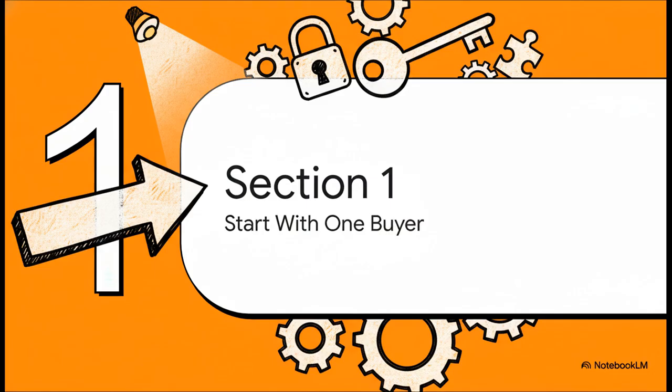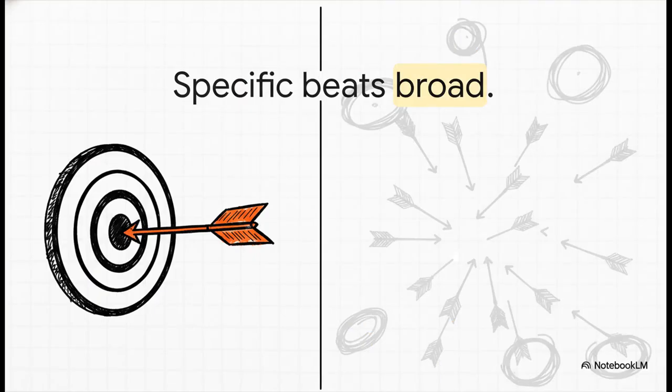First things first, we've got to lock down the most important rule. Honestly, if you get this one principle right, everything else just falls into place so much more easily. And here it is. It's super simple. Specific beats broad. Look, your first messaging doc, it's not for everyone. It's not for your entire market. No way. It's for one specific buyer in one specific situation.